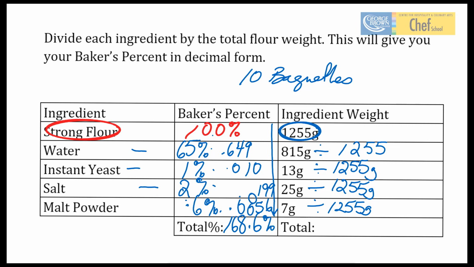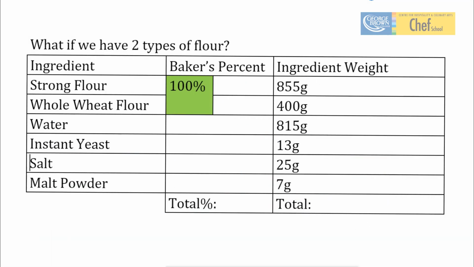Then we're going to move on to add up the weight of all of our ingredients, because you need to know what your actual yield is going to be on your formula. So we add these all up, and our total ingredient weight is going to be 2,115 grams.